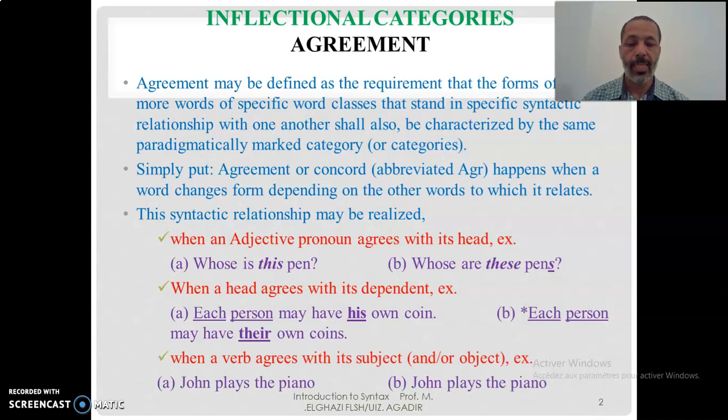The third case in English in which agreement is realized is when a verb agrees with its subject and or object. Example, John plays the piano. So John is third person singular, and the verb plays is conjugated to the third person singular. And you cannot say John play the piano. Here, John plays the piano is correct, but for a counterexample there shouldn't be an S there.